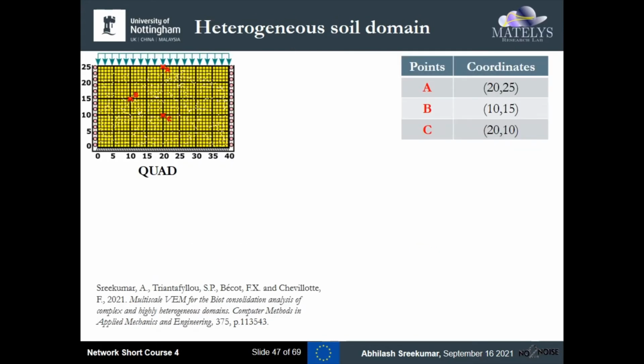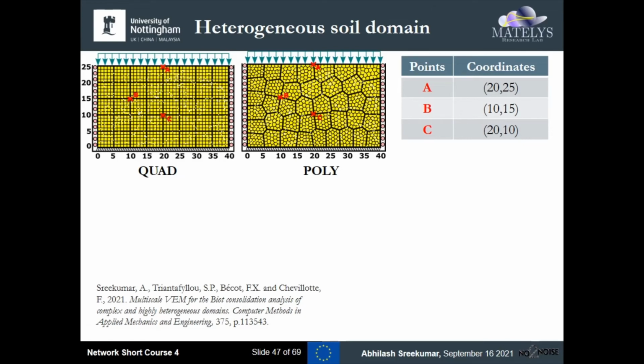This is in the realm of poromechanics, more specifically consolidation. We consider a heterogeneous soil domain and mesh it at two scales using these two possible meshes. That is, the first one has a quadrilateral mesh at all scales, and second has a polygonal mesh at all scales. We're interested in investigating the evolution of displacements and pressures at the 3 points A, B, and C.